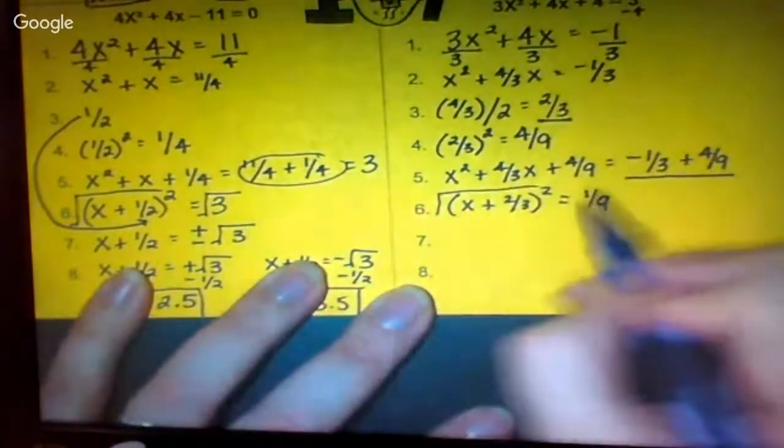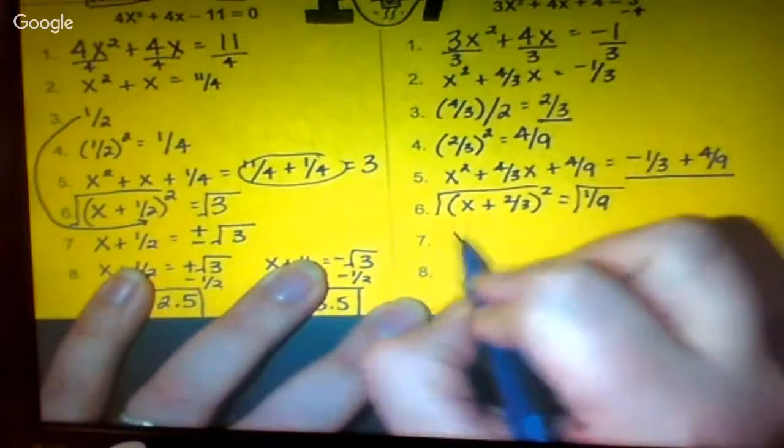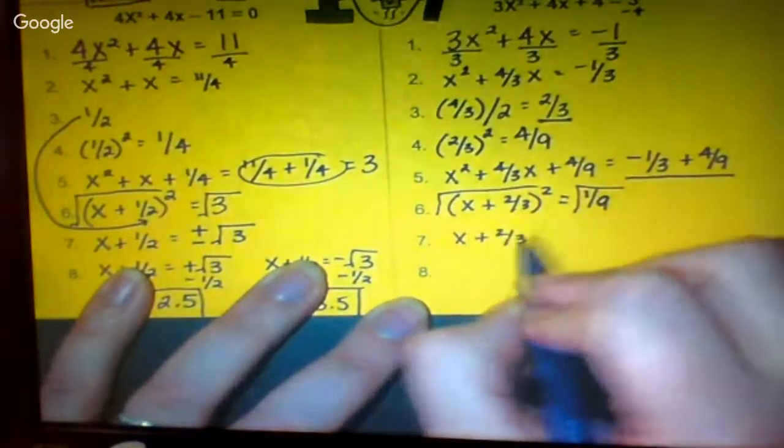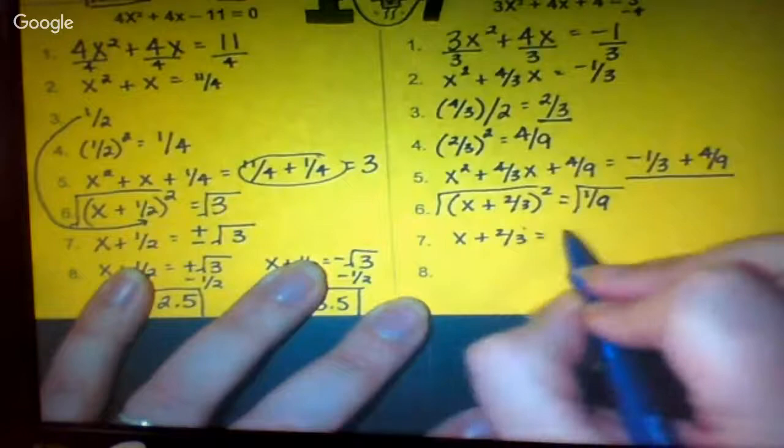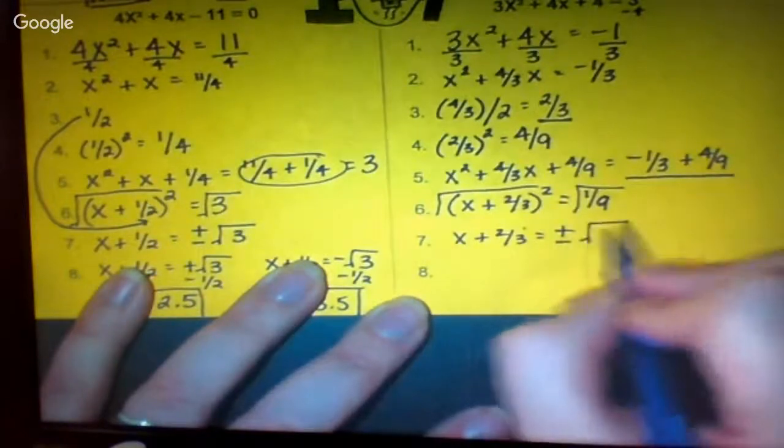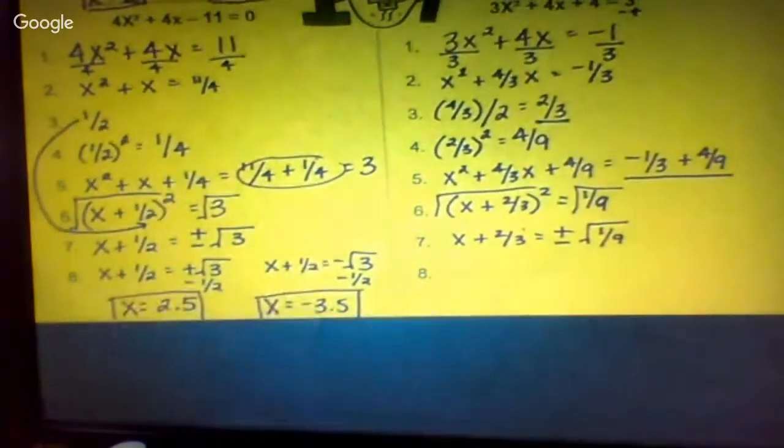Take the square root of both sides. So x plus 2/3 equals, I'm going to leave that alone and leave it as the square root of 1/9. That way you do it all at the end and you don't have to worry about it.